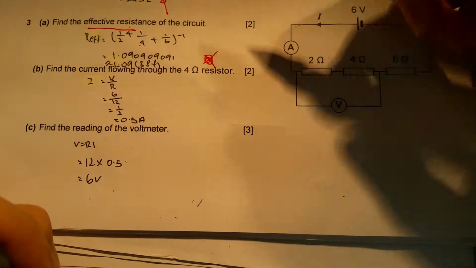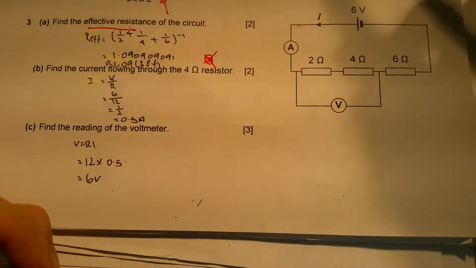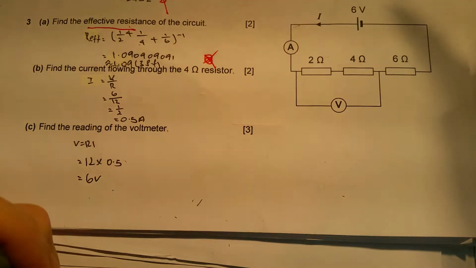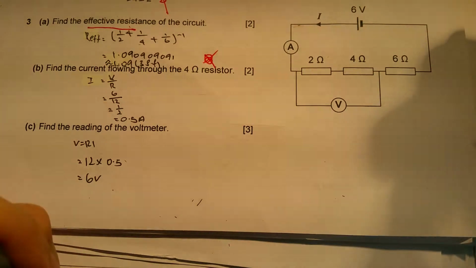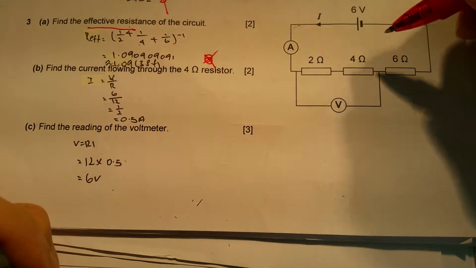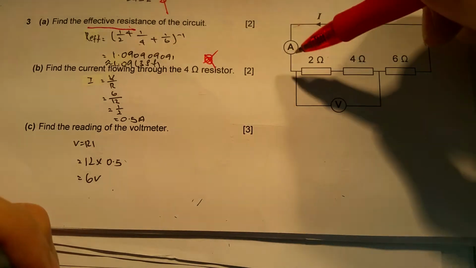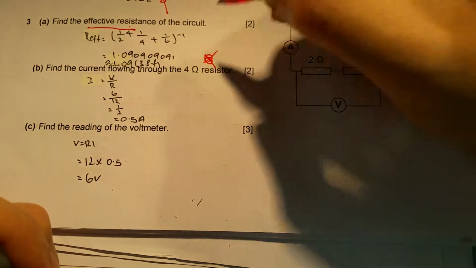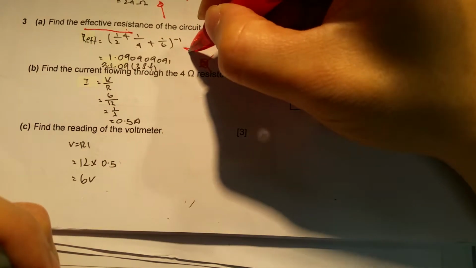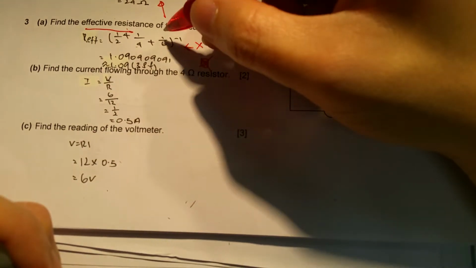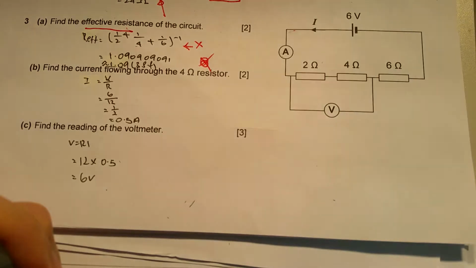Question 3. The first part asks you to find the effective resistance, which is the total resistance of the circuit. Please remember that you first have to identify what circuit this is.